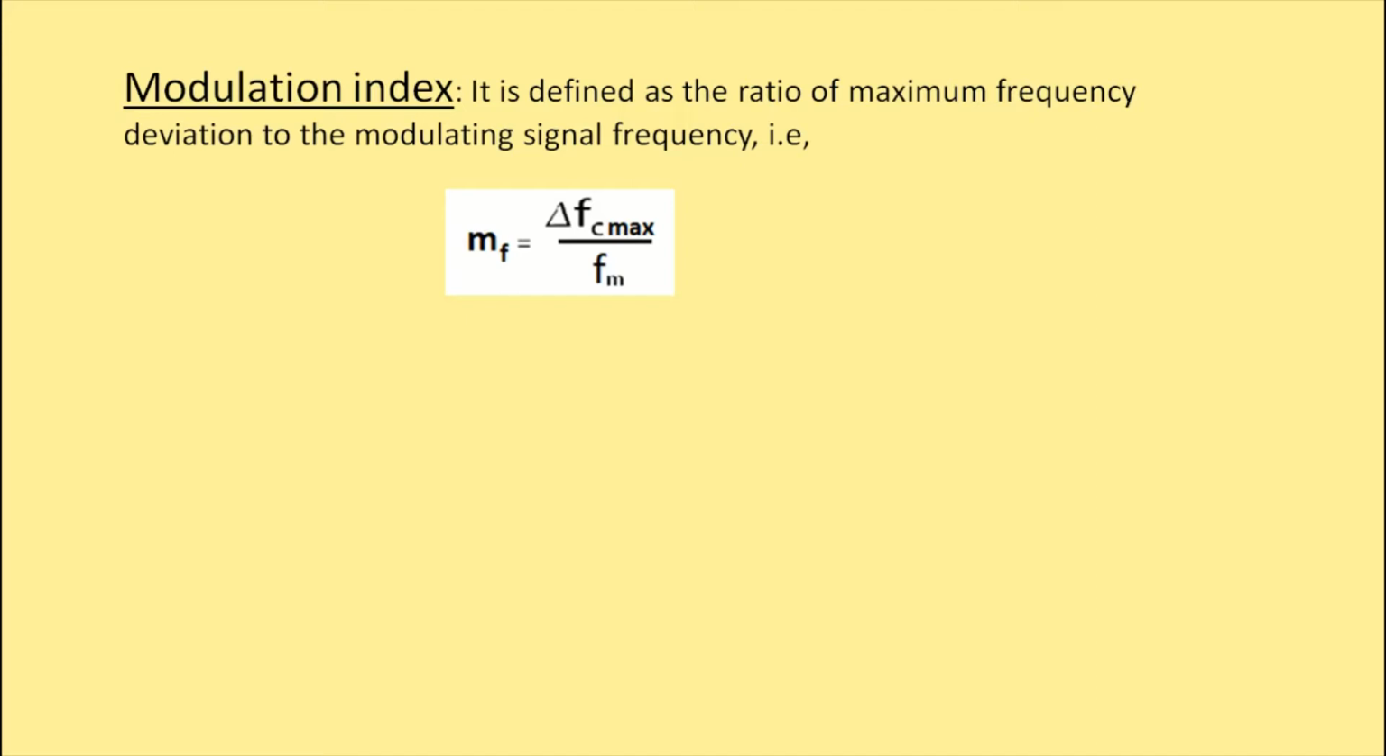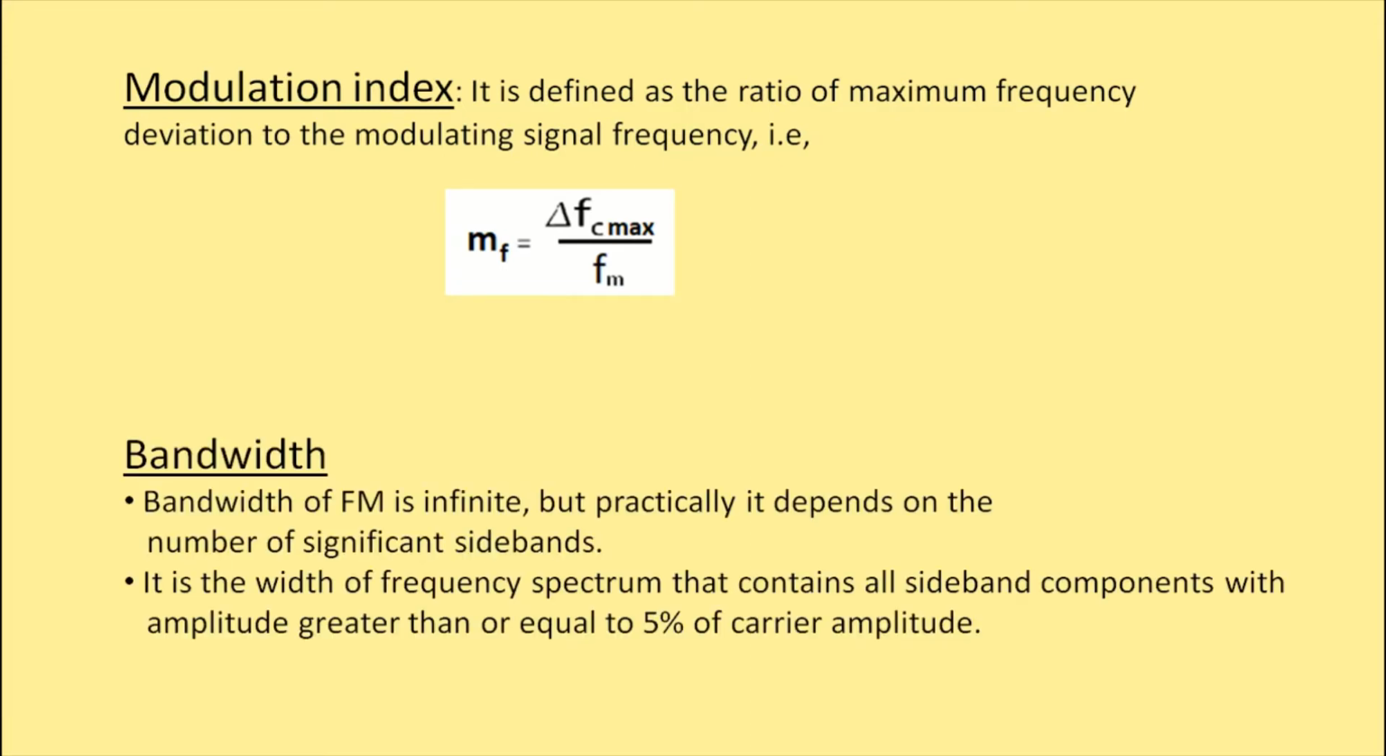Now students, here we will have totally around 5 definitions. The first one of course is for the significant sidebands, which we already discussed. The second one is the modulation index. The third definition is of bandwidth. Bandwidth of FM, as already discussed, is infinite, but practically it depends on the number of significant sidebands. So it is nothing but the width of the frequency spectrum that contains all sideband components with amplitude greater than or equal to 5% of the carrier amplitude.